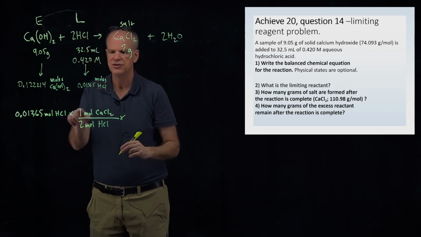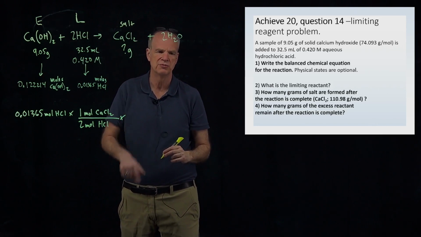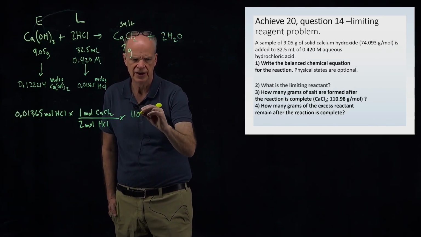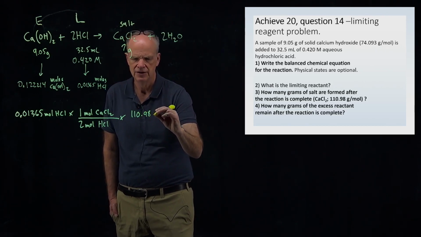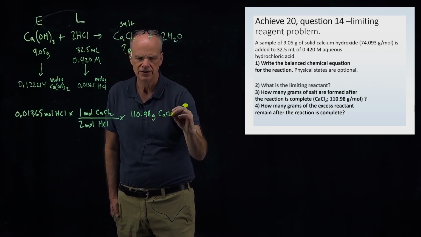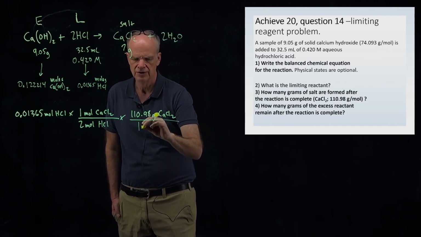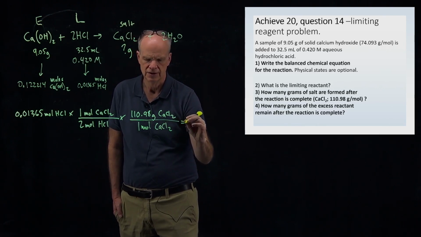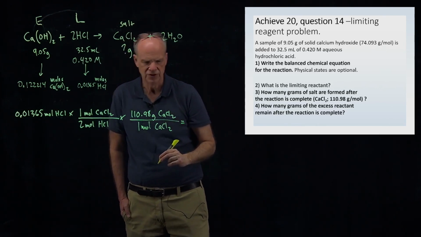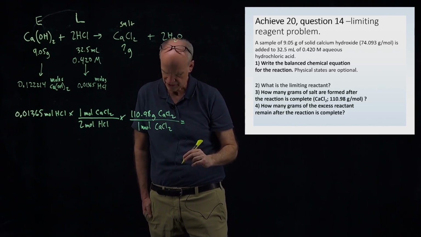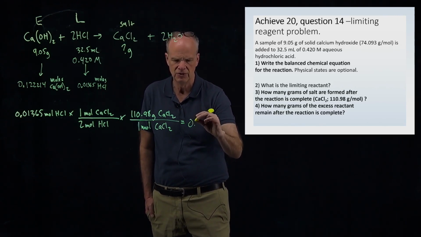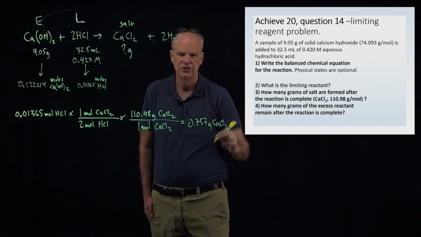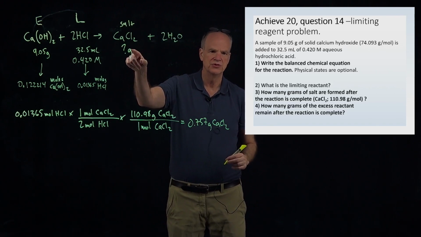Okay, so now we're at the moles of calcium chloride, so now we just multiply by the molar mass of calcium chloride. So it's going to be 110.98 grams of calcium chloride over 1 mole of calcium chloride. And when I multiply those numbers and round to the correct number of significant figures, I get 0.757 grams of calcium chloride. So that is the amount of salt that's going to be produced in this reaction.